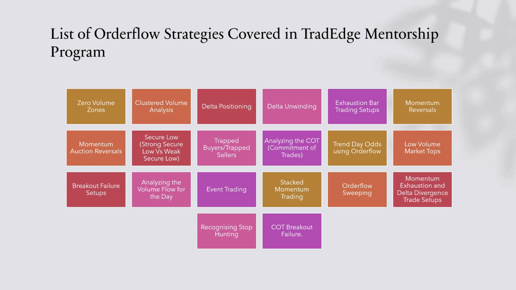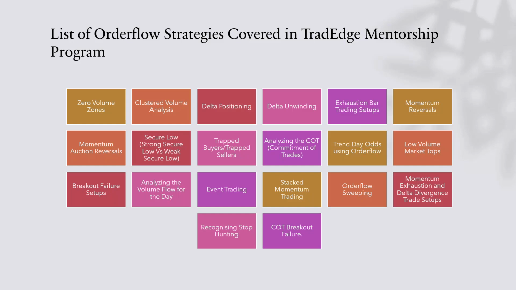We'll be analyzing the COT trades. And then we'll be identifying a trending day, odds, low volume market tops, breakout failures, and then analyzing the volume flow for the day, how the volume flow is happening for the day. Event trading: how to deal with an event, like an RBI policy announcement or budget day announcements, how to deal with those kinds of days using order flow, how to find opportunities using order flow. And stacked momentum trading: how to deal with it whenever you are seeing a stacked momentum in the order flow charts.